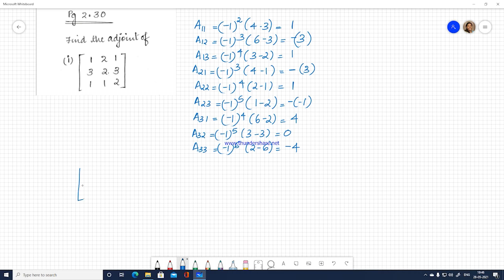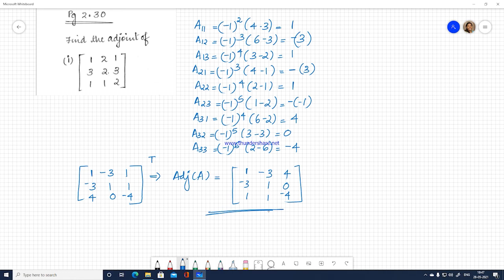Now writing all the cofactors. We have 1, minus 3, 1, minus 3, 1, 1, 4, 0, minus 4. Now find the transpose of this to get the adjoint. So adjoint of A will be equal to 1, minus 3, 1, minus 3, 1, 1, 4, 0, minus 4. So this is the adjoint.